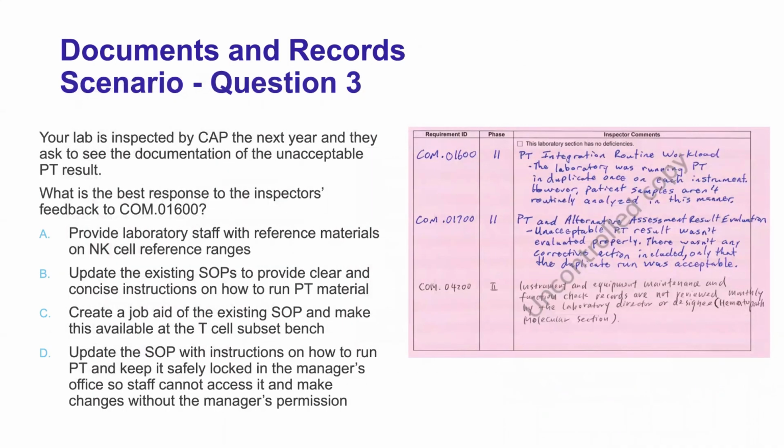All right. So you were lab inspected by CAP the next year, and they asked to see documentation of the unacceptable PT result. What's the best response to the inspector's feedback for the all common checklist 1600? I'll just read it to you, although their handwriting is a little bit better. Their feedback was: PT integration routine workload. The laboratory was running PT in duplicate once on each instrument. However, patient samples aren't routinely analyzed in this manner. So how would you respond to that feedback? What steps would you take in your laboratory?